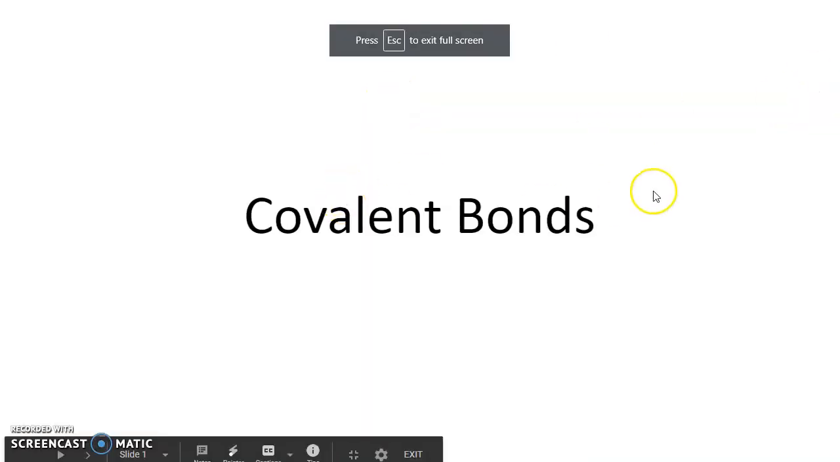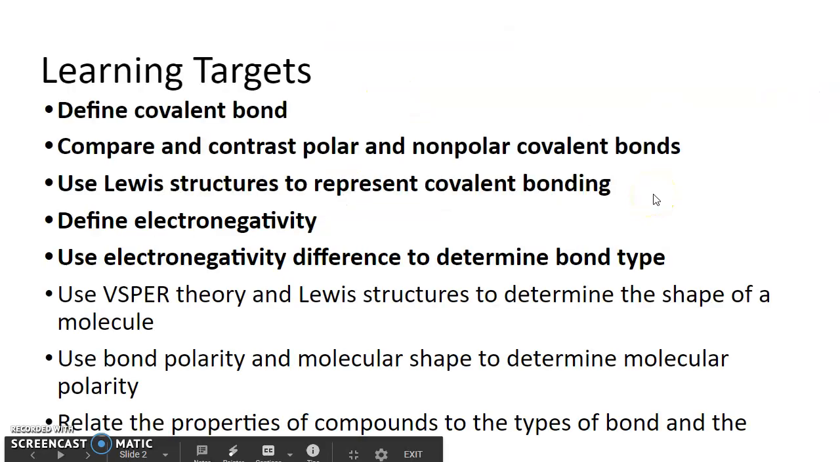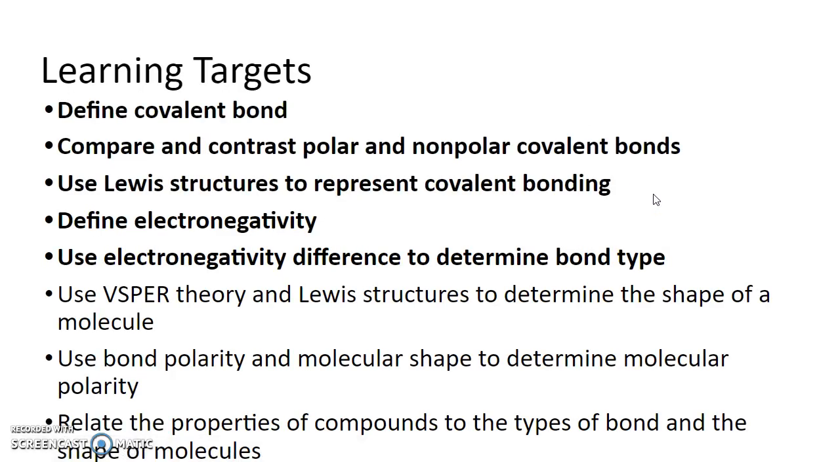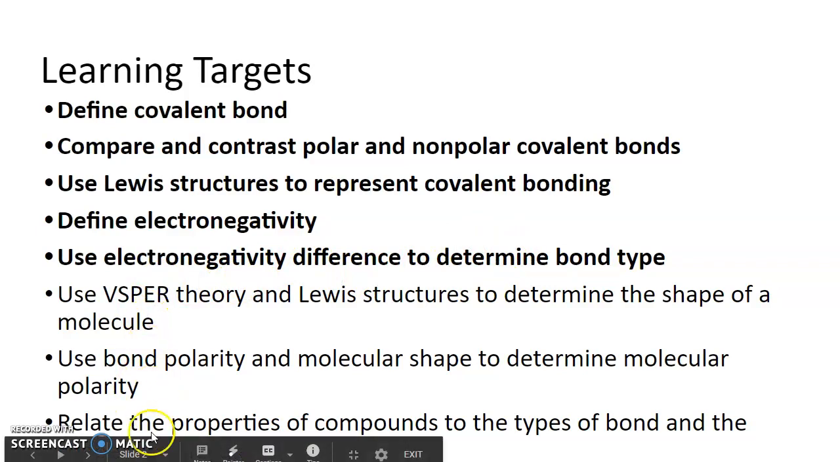Alright, so we're going to do covalent bonds. We're going to define what they are. We're going to compare and contrast polar and nonpolar covalent bonds. We're going to look at Lewis structures to represent covalent bonding. It's a little bit different than ionic bonding. We're going to define electronegativity and use that to determine our bond type. The other learning targets we're going to probably do next week.